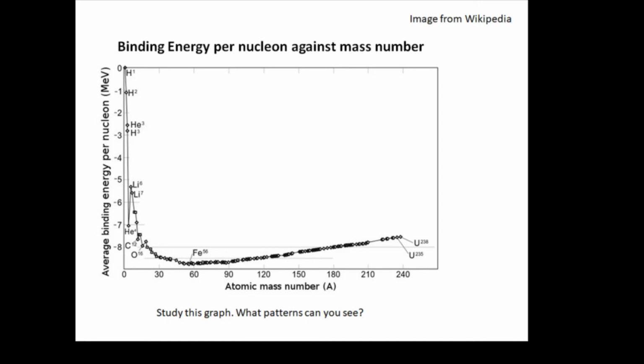Very often you'll see this graph where the binding energy per nucleon is a positive quantity. Just imagine that upside down. Usually on the OCR paper it is as it is here, and quite correctly actually. So look at it, and what patterns can you see? What is the most stable isotope?